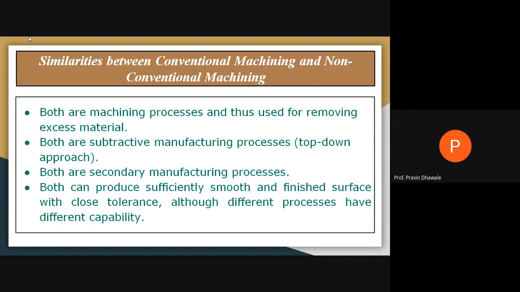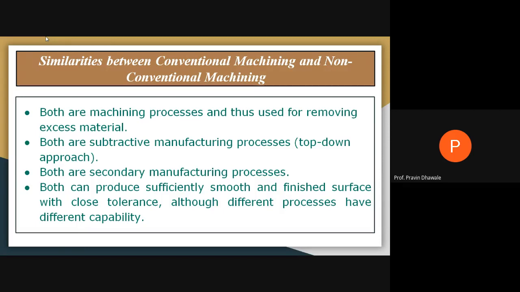Both are subtractive manufacturing processes. The top-to-bottom approach is considered in both processes. Again, both are secondary manufacturing processes. Why are they secondary manufacturing processes? Because we are giving the final shape and size, with accuracy and surface finish, to the object or workpiece, so they come under the heading of secondary manufacturing processes.